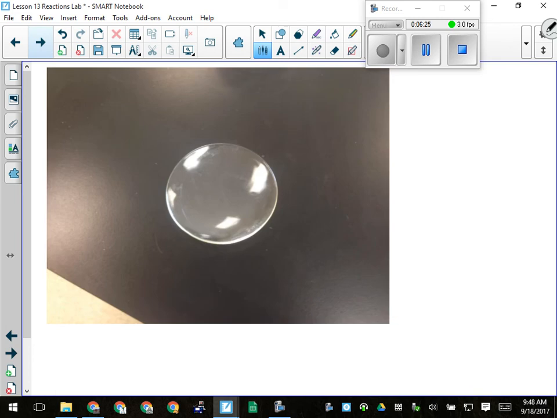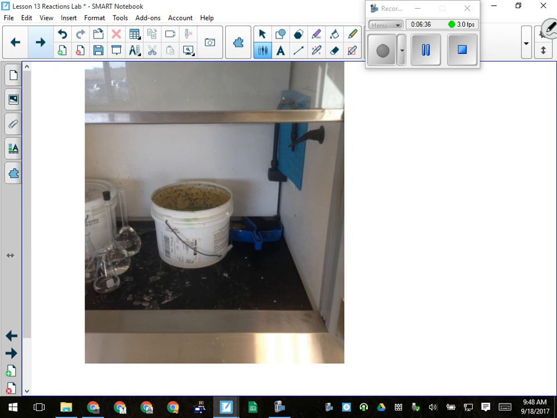You'll get a big watch glass this time. If you watch the observations video for the first lab, you're going to do it in a big glass this time. Waste bucket: everything goes in there when you're done. Everything goes in the waste bucket when you're done. Rinse the thing with the wash bottles each time.